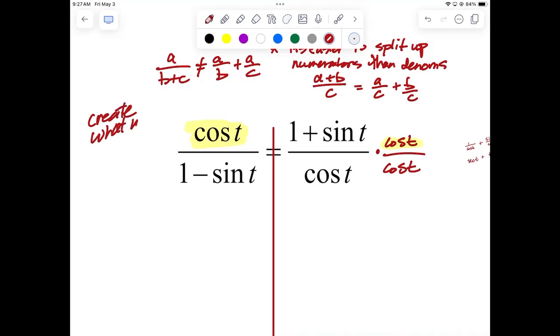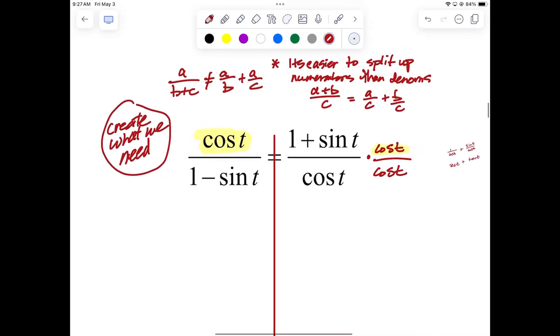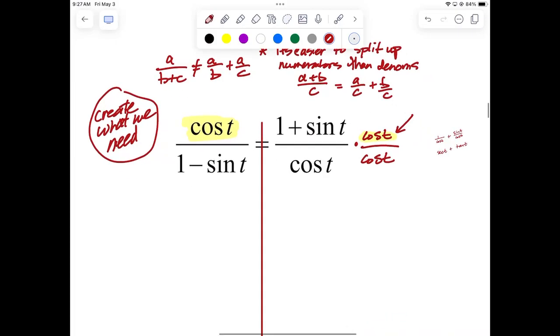That's a strategy. If we need a cosine factor in the top on the right, let's introduce a factor of cosine on the right. Now, how do I introduce it legally? I've got to multiply by a cosine in the bottom as well. So that's the catch. That would give me a cosine of t in the top. I don't want to distribute in the top because I want the cosine visible right there. Now I've got the cosine that I need.